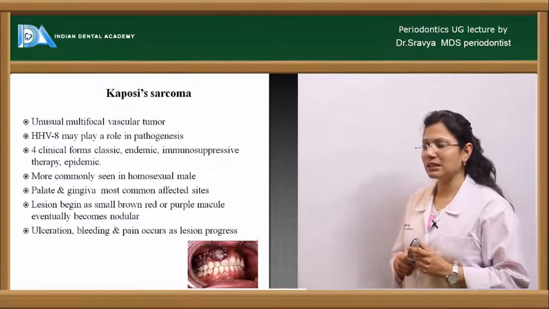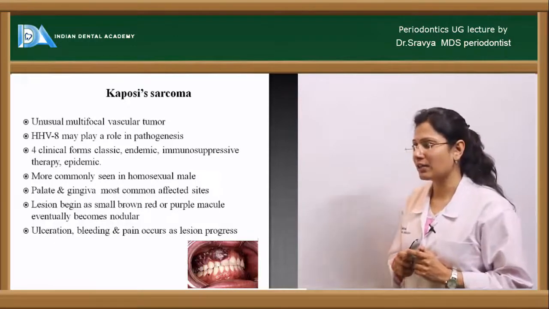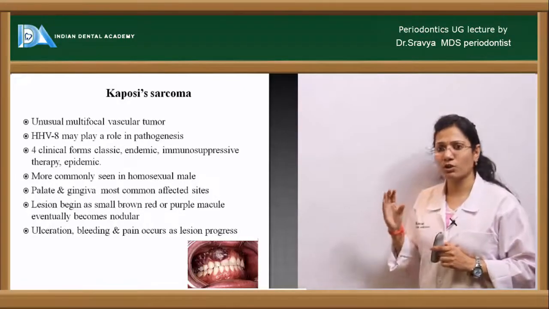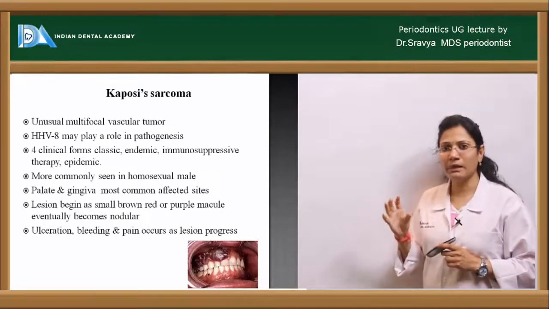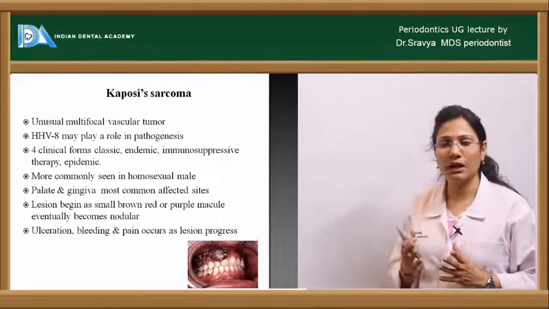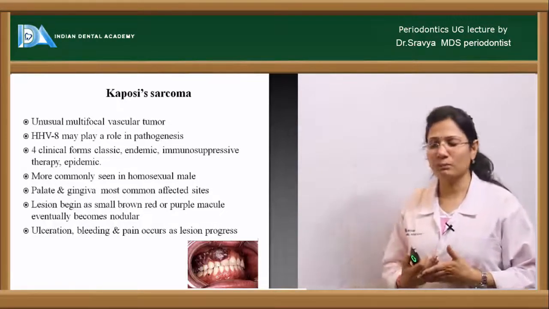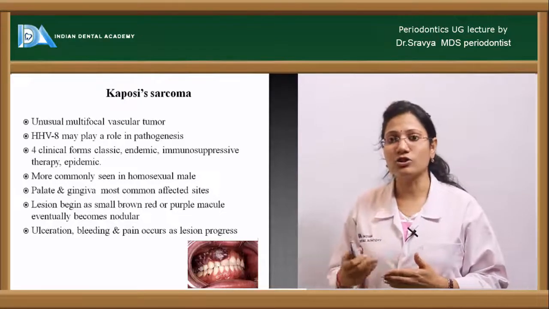It's more commonly seen in homosexual males. Palate and the gingiva are most commonly affected. Lesions begin as small red or brown, red to purple macular lesions, which eventually become nodular. There can be ulceration and bleeding, associated with pain, which can occur as the lesion progresses.